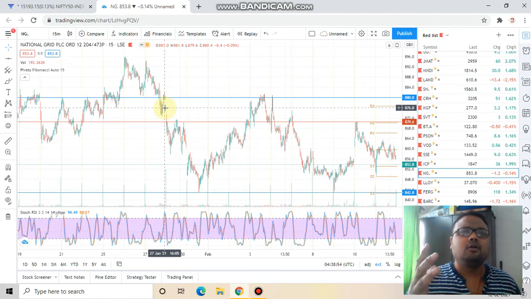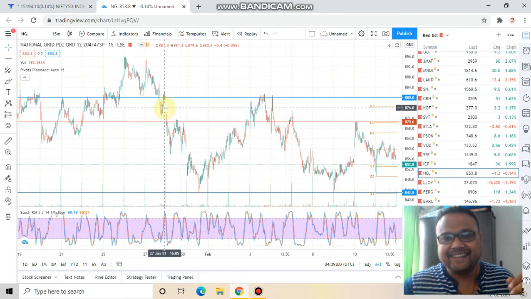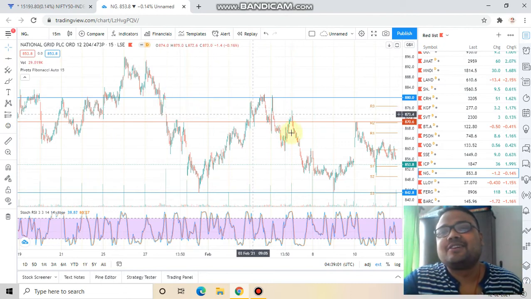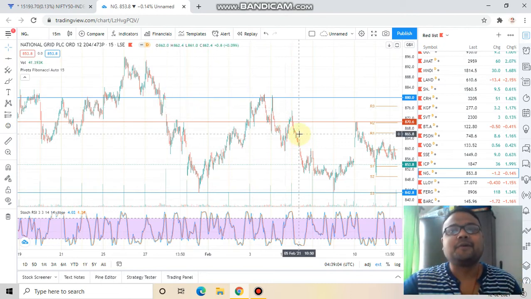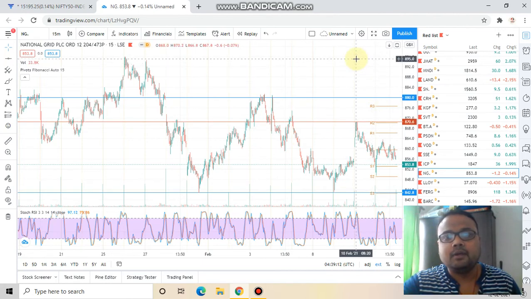And if you're long, or if you're already in a trade, or if you're planning to take a trade, your first target will be 870.6, and if it reaches the first target, then your next target will be 880, and then your ultimate target will be 895. So that's it for the day.